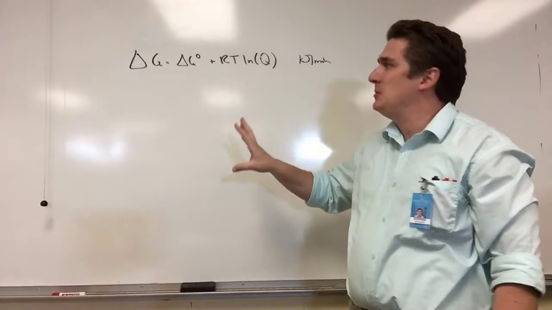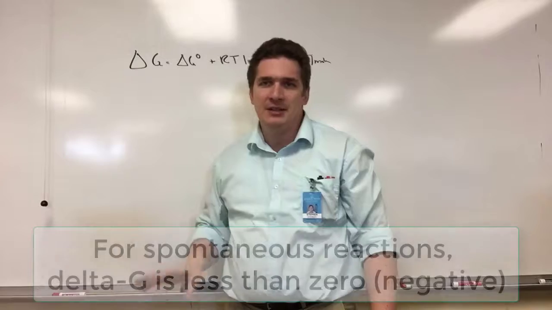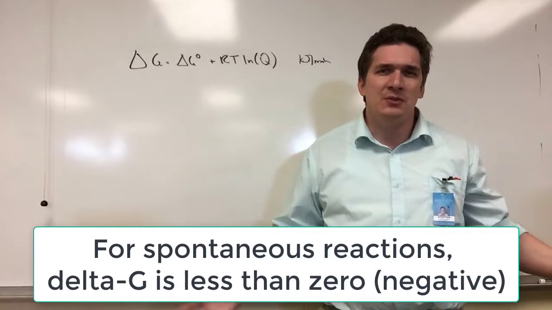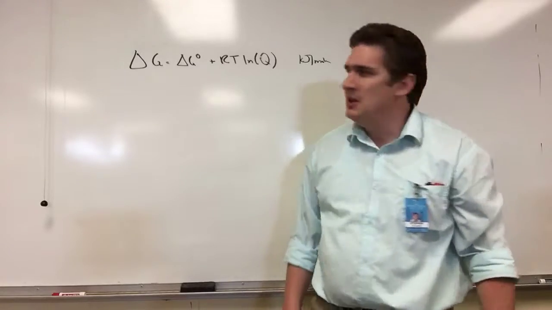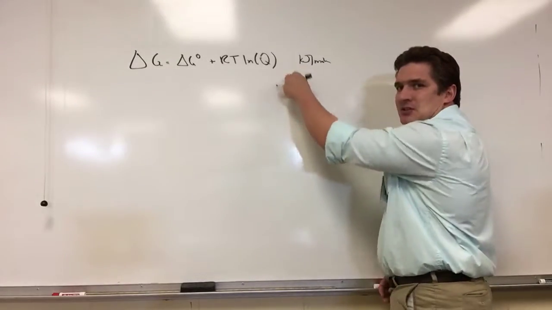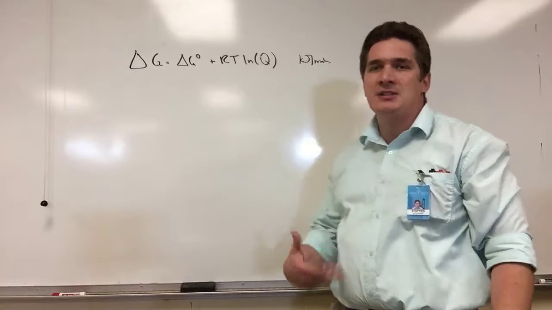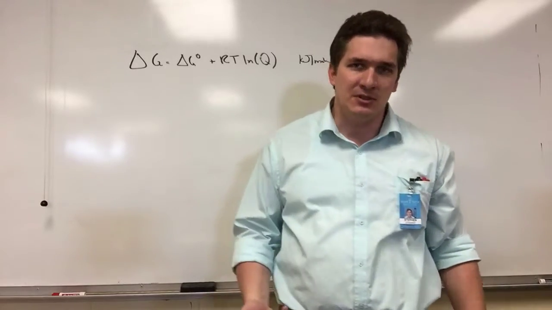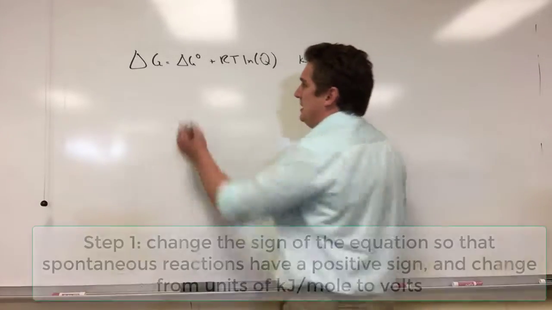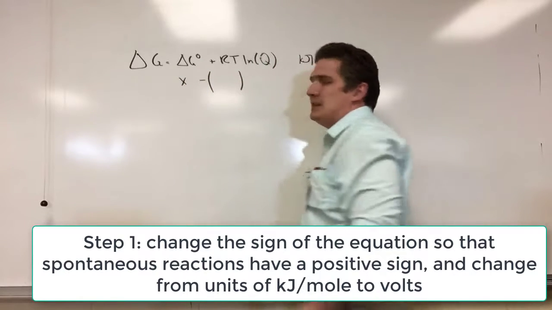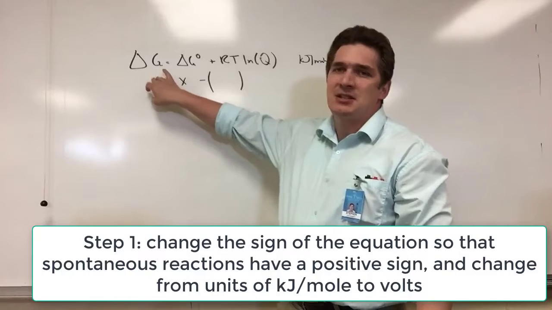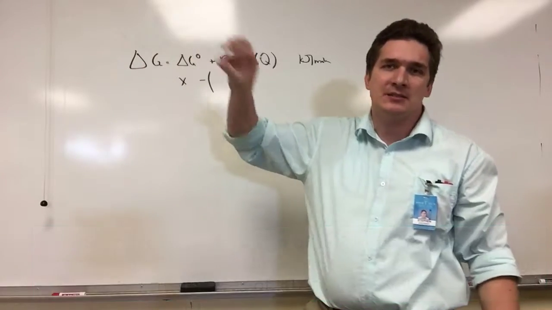Now, the other thing to remember is that the delta G here is negative for a spontaneous reaction, but none of you have ever looked at a battery that said, oh, it's minus 9 volts. It's positive 9 volts. So we also need to not only change the units, but change the sign. We need reactions that are favorable to have a positive voltage. So the first step is to multiply this whole thing by a negative number. What this negative number does is say that if the delta G is negative, this is going to give us a positive voltage.